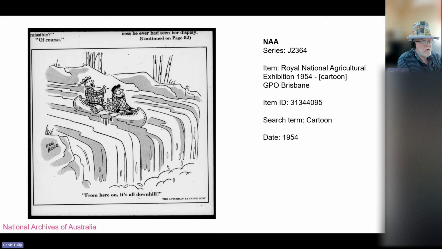The records are from the Royal National Agricultural Exhibition from 1954 from the GPO office in Brisbane. So as it says in the cartoon there, if you can see it, let's hope it's not all downhill from here today. And just a reminder that some of the images displayed today are of people who have died.